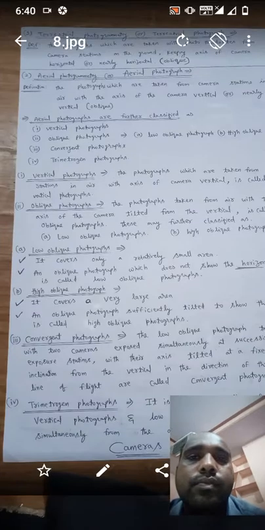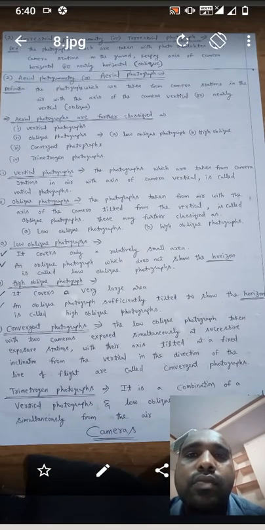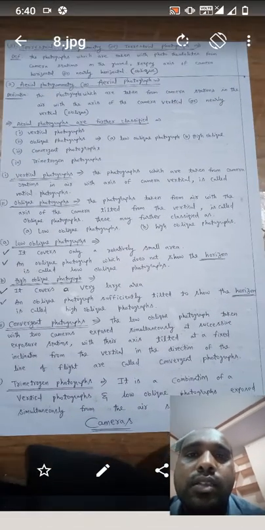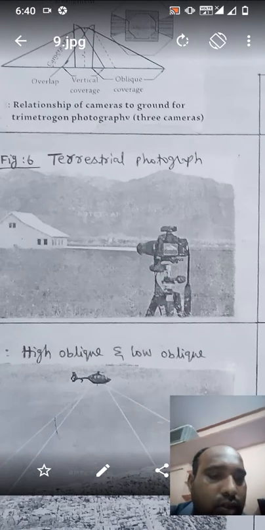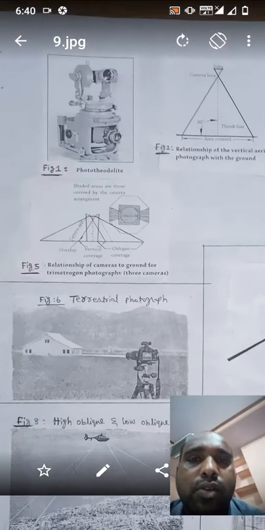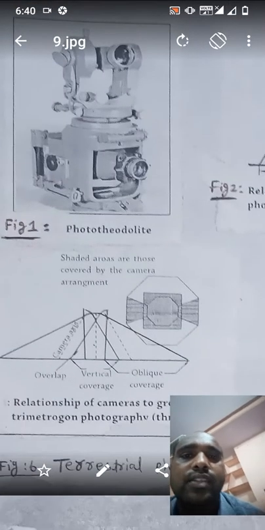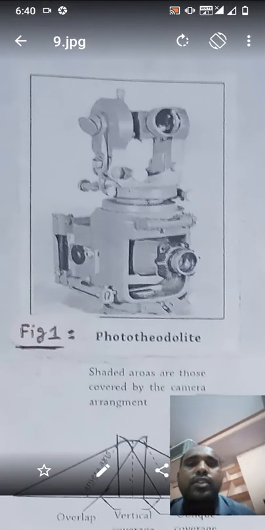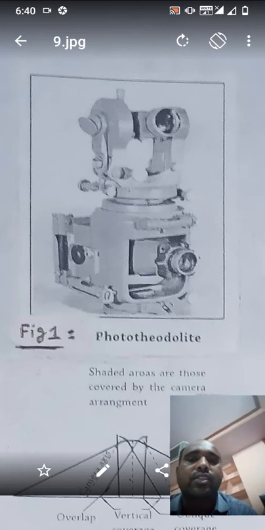First one, terrestrial photograph. The definition is: photographs which are taken with the photo theodolite from a camera station on the ground, keeping the axis of the camera horizontal or nearly horizontal. I will show in the figure. These are terrestrial photographs. Before this topic, this is the photo theodolite. This instrument is a photo theodolite, not an electronic theodolite.